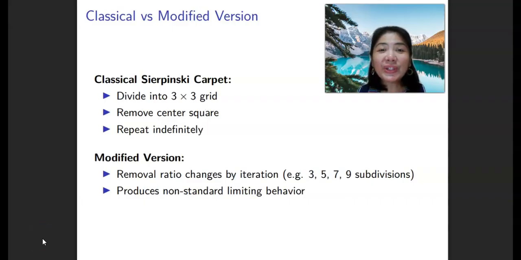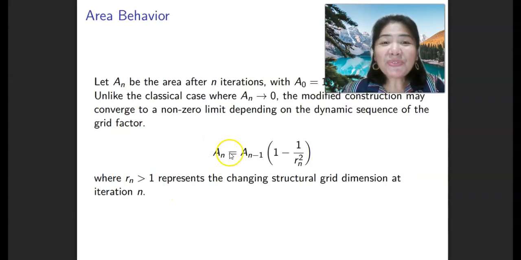And now let's look at the math behind the twist. Here is the formula of the Modified Sierpinski Carpet. We have here A sub n, which is the area of the current level. The area of the current level is equal to the product of two factors.